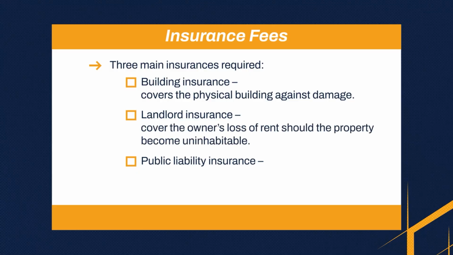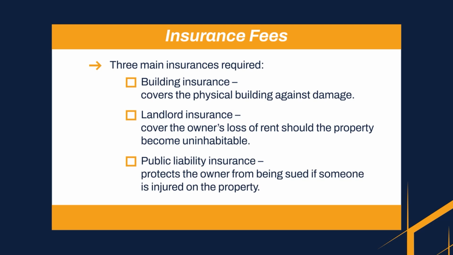Landlord insurance will cover the owner's loss of rent should the property become uninhabitable after damage caused by a natural disaster. Rent cover isn't usually the tenant's responsibility, so it's up to you as the owner whether you take this out or not. The decision will usually come down to your financial position, risk profile, and the risk on the property itself. Public liability insurance protects the owner from being sued if someone is injured on the property. Most tenants will have this, but check. The owner rarely pays for public liability insurance unless they are responsible for common areas.